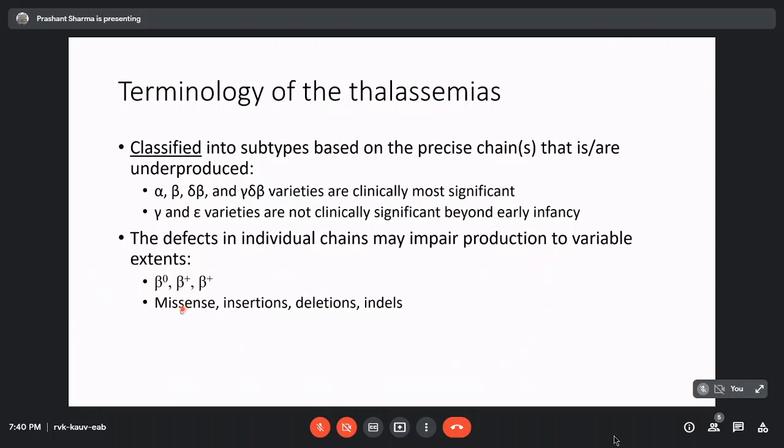The other way these mutations can be classified is actually on the basis of what has happened genetically. So one can have missense mutations, insertions, deletions, indels, and so on. In beta thalassemia, the defects are usually one of these four types. Rarely, thalassemias can be acquired, and this is true for both beta and alpha, but most of the acquired thalassemias are alpha thalassemias, and these are almost always associated with MDS and rarely a myeloproliferative neoplasm.